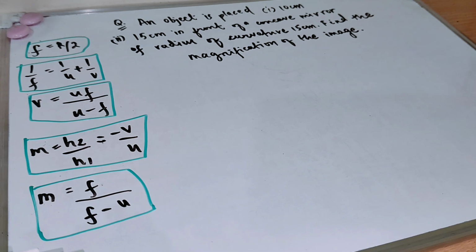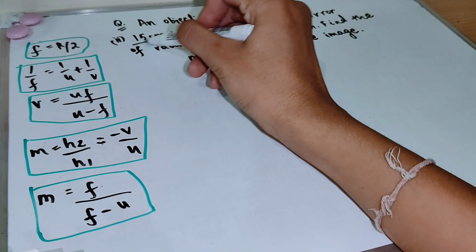So the first question is that an object is placed at 10 centimeter in front of a concave mirror of radius of curvature 15 centimeter. Find the magnification of the image. And the second part is when the object distance is 15 centimeter.